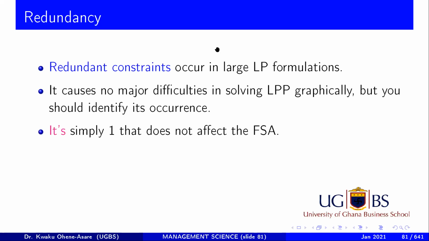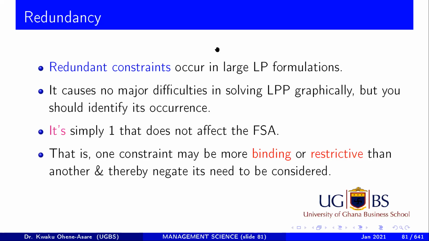A typical example of a redundant constraint is that it doesn't affect the feasible solution area. Without that, you will still be able to arrive and know your feasible solution area, and finally will still get your objective function value. You don't need it, but then it's there. Okay. So one constraint may be more binding or restrictive than another, and thereby will negate its need to be considered. So sometimes you may need one constraint, and then you have another constraint. These two constraints are enough for you to be able to arrive at the solution.